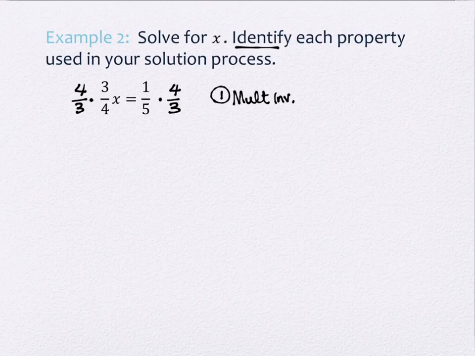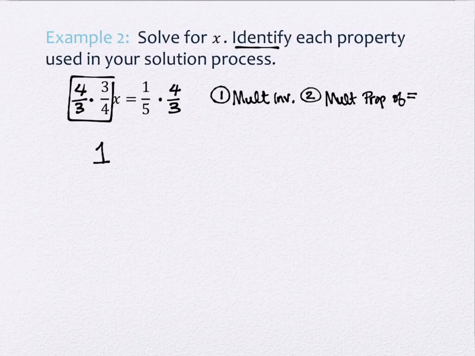And the second property that you're using right there is the multiplicative property of equality, in the sense that you multiply by the same thing on both sides. That's that equality property. So that's the first step. The first step is 2 properties in one. So now what happens when you multiply 4/3 times 3/4? You get 1. And I'm going to write it out for a moment.